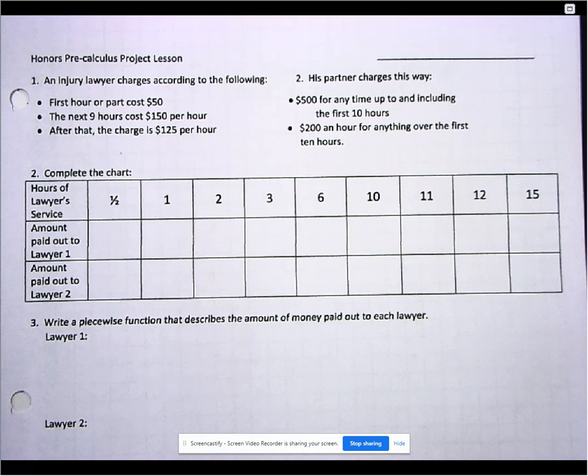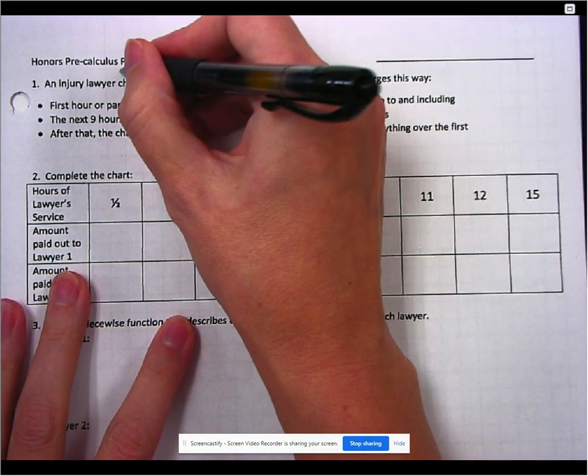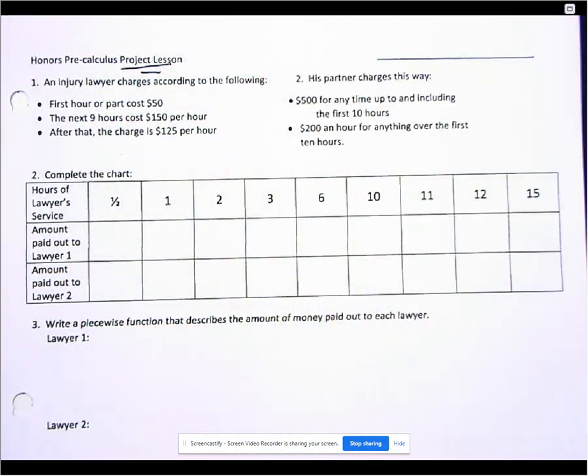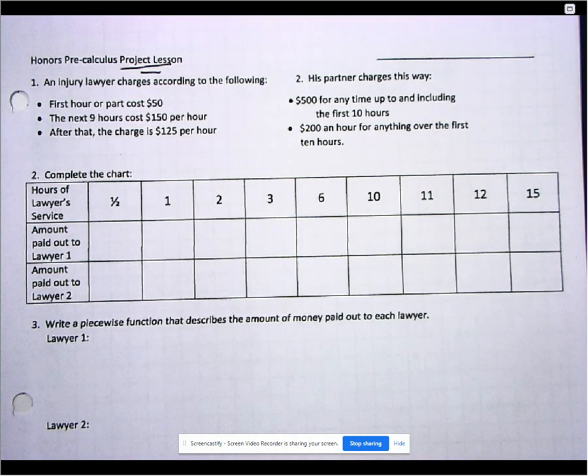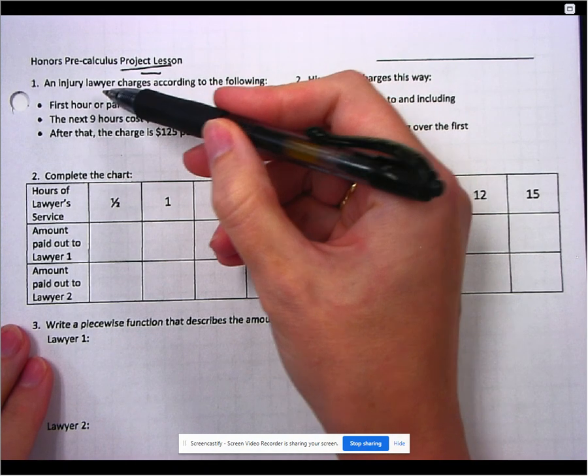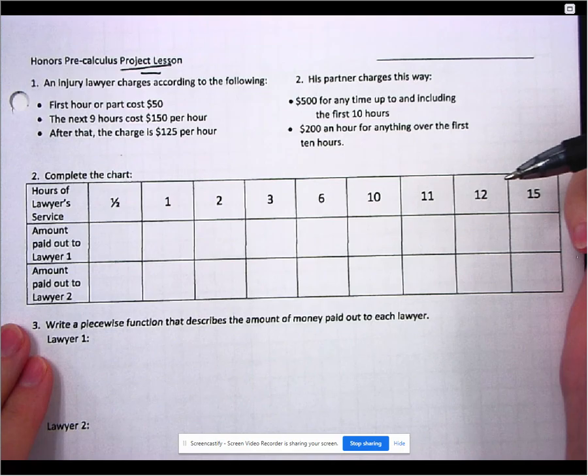All right, so what I'm going to do today is talk about the project. This first one that we're going to do together is the project lesson. This is not the actual project. I gave it to you either yesterday or the day before. Find the project lesson. This is the one on the injury lawyer. Find that.